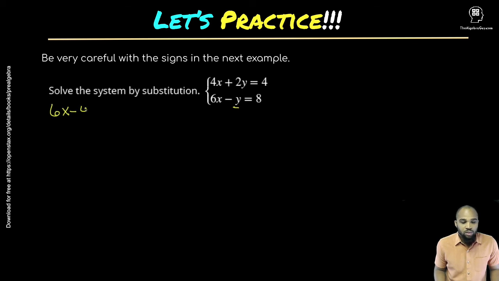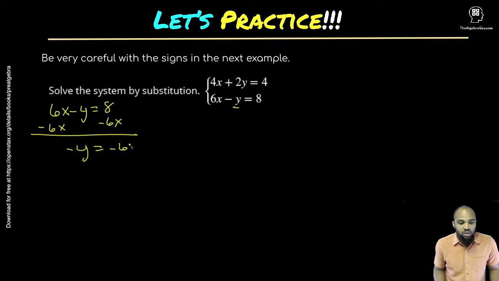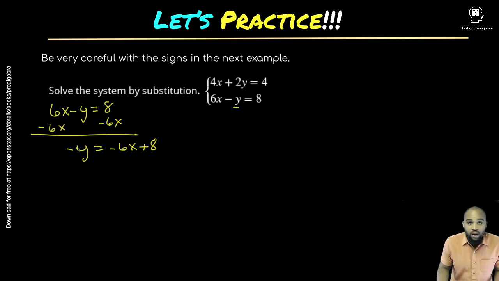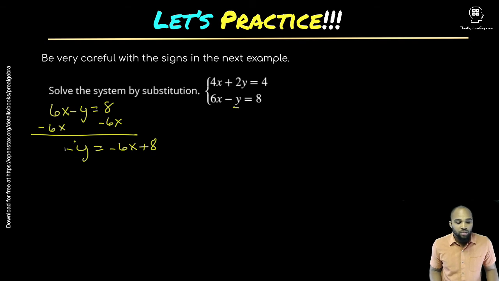So 6x minus y equals 8. I'm going to subtract 6x on both sides. And I'm left with -y equals -6x plus 8. So notice here that I still have a negative. So that's a -1, which is a number we need to not have right there. We need a +1. So in order to get rid of that, you can multiply or divide by -1. It's going to give you the same answer.